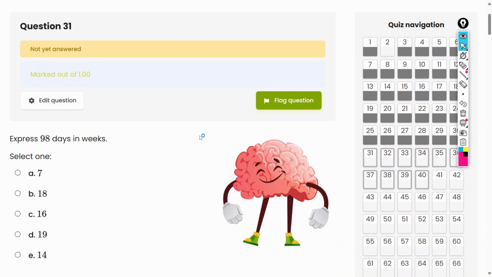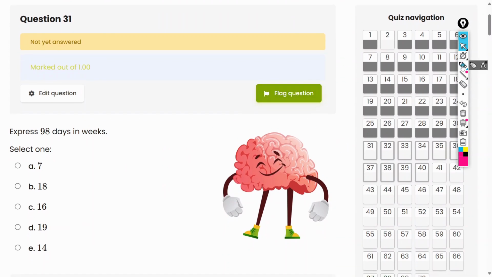Question 31 says we should express 98 days in weeks. What we need to remember is that 7 days is equal to 1 week. So we are looking for the value of 98 days. Now, changing days to weeks means we are moving from a smaller unit to a bigger unit. So whenever you're moving from a smaller unit to a bigger unit, you should divide, whereas when you're moving from a bigger unit to a smaller unit, you multiply. So days is smaller than weeks, so we divide.